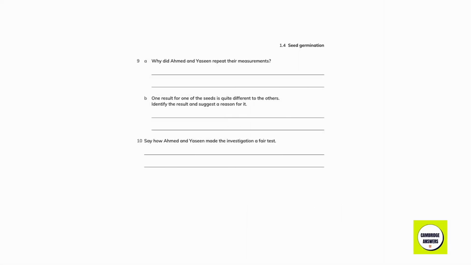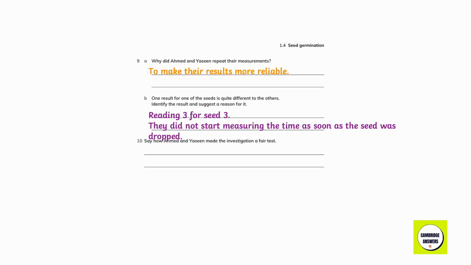Question number 9. Why did Ahmed and Yasin repeat their measurements? To make the results more reliable. One result for one of the seeds is quite different to the others. Identify the result and suggest a reason for it. Reading 3 for seed 3.